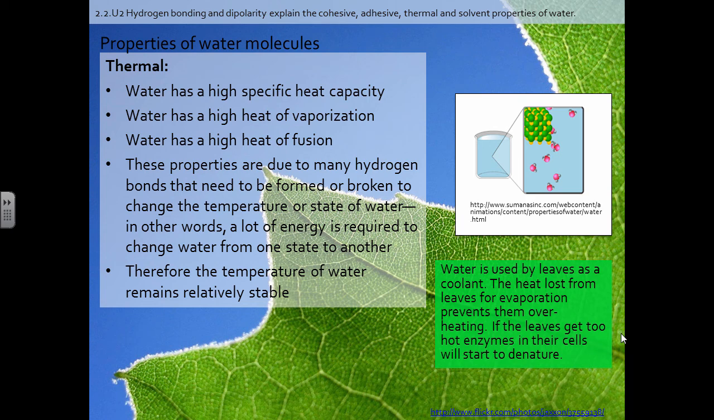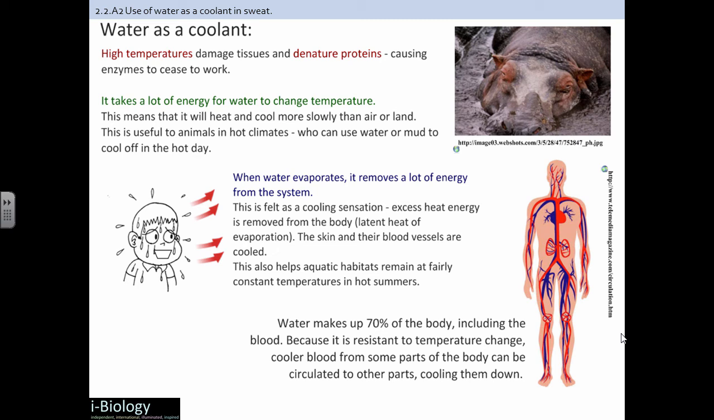So this is why our Earth is relatively temperate compared to other planets, because most of the Earth is covered in water. This is also why water makes a great coolant, not only for animals during sweating, but for plants as well, because they do transpire and water exits the leaves. Okay? Water does make a great coolant for us, because it takes an awful lot of energy for water to change temperature. And so when we sweat, water evaporates and it removes all that excess heat and it goes away with it. And so this feels good to our skin, and this allows us to cool off and to remain at a constant body temperature.